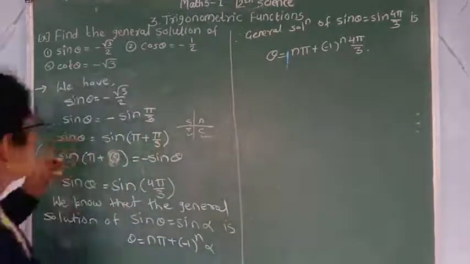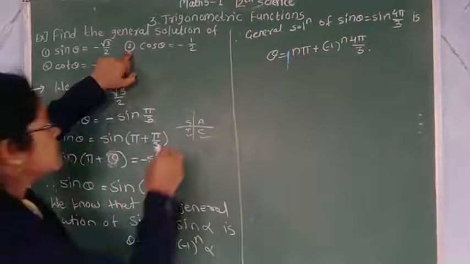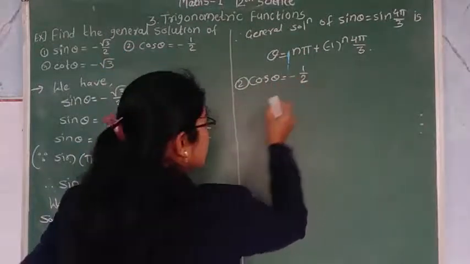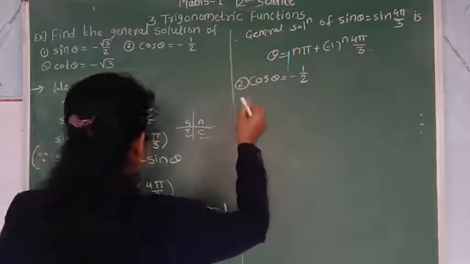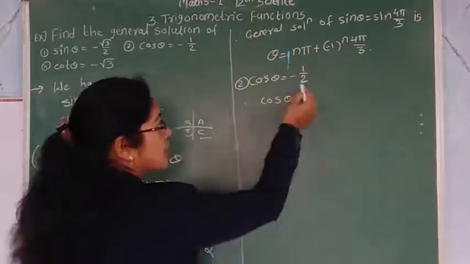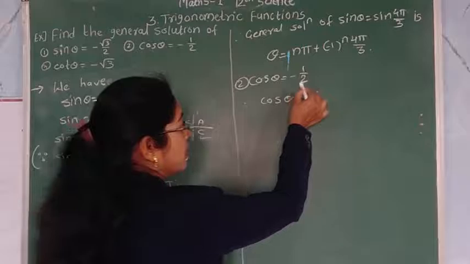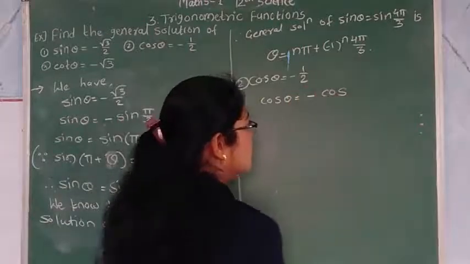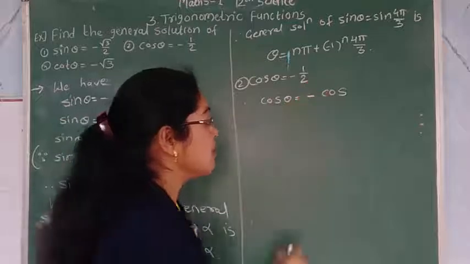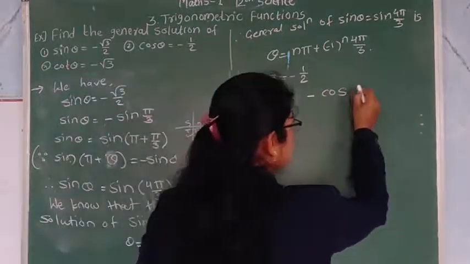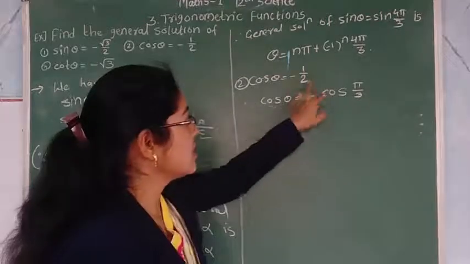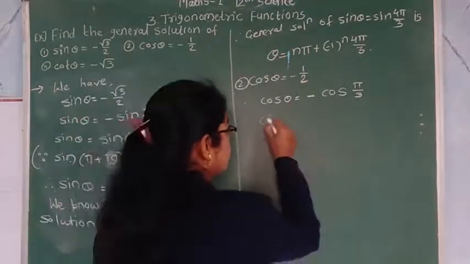Now the second example is cos theta is equal to minus of 1 by 2. In which angle is cos equal to 1 by 2? Sin 30 is 1 by 2, so cos 60 is 1 by 2. Cos of 60 means pi by 3. Cos 60 is 1 by 2.